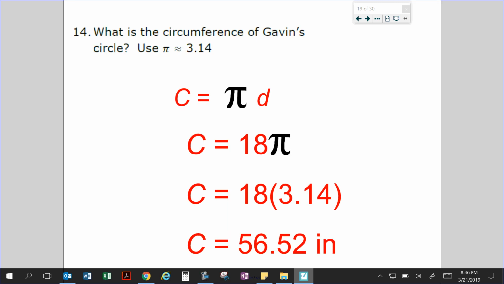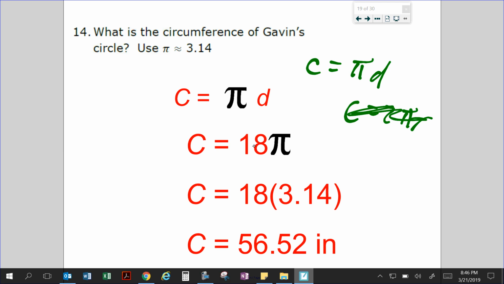Number 14, what is the circumference of Gavin's circle? C equals pi d, or C equals 2 pi r. So I'm going to use pi d again, and replace the diameter with 18. Oh, this is the last problem, same problem. So we multiply with a calculator.